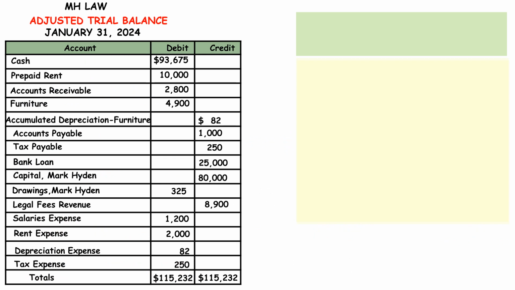So again, we have our adjusted trial balance here. The first thing to do to prepare an income statement is to write down the heading. You write the name of the company, the name of the statement that you are preparing, and write down the period for which you are preparing this income statement.